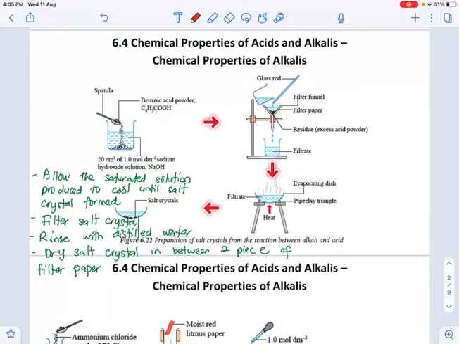So today I'm going to discuss the chemical properties of alkalis. There are three chemical properties of alkali. The first is the reaction between alkali and acid. Okay, so look at figure 6.22.